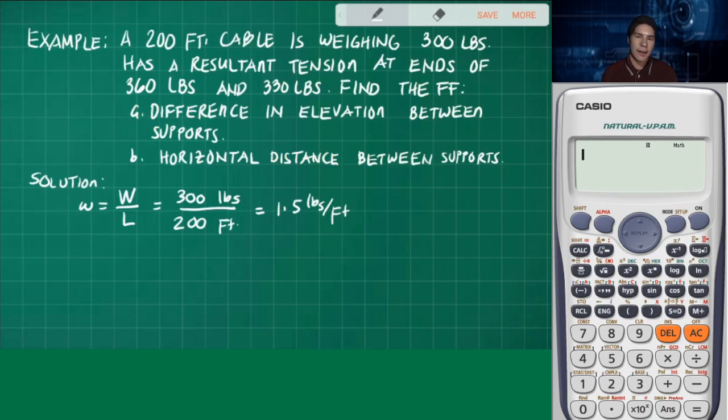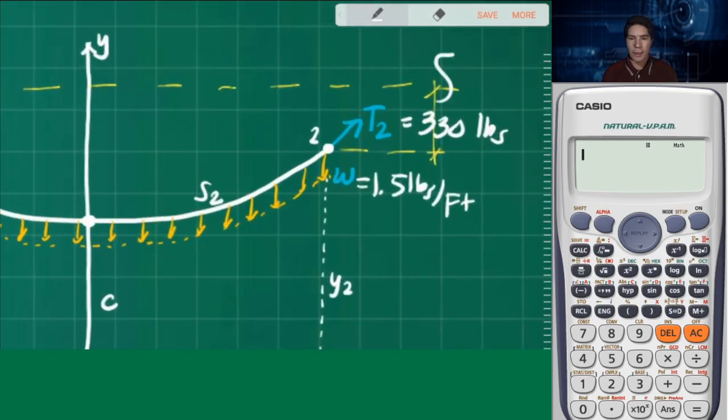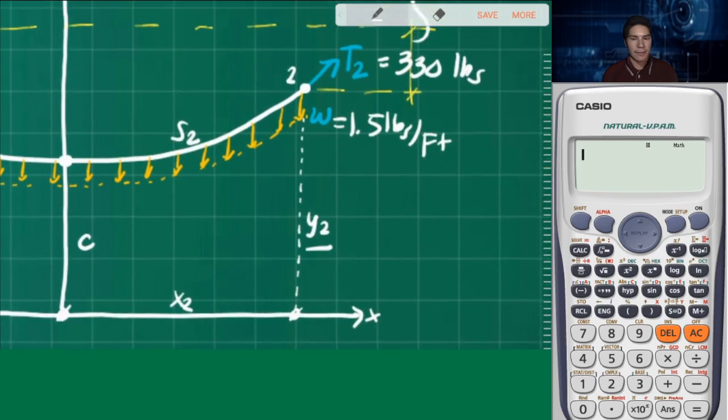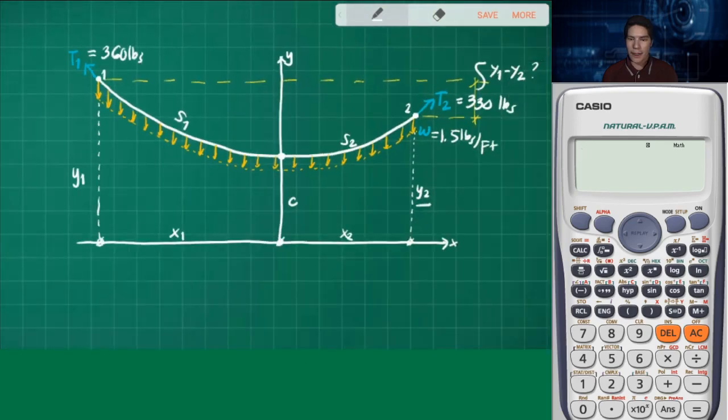Okay, so we are asked to find the difference in elevation between supports. So it's very obvious kasi unequal yung mga tension, no? And ano daw yung horizontal distance between supports. So bali yung tinatanong is ano daw to? So let's say ito siya is y sub 1 and then dito is y sub 2. So, yung tinatanong is ano yung value ng y sub 1 minus y sub 2. And then, ano daw yung horizontal distance? Ito yung tinatanong.